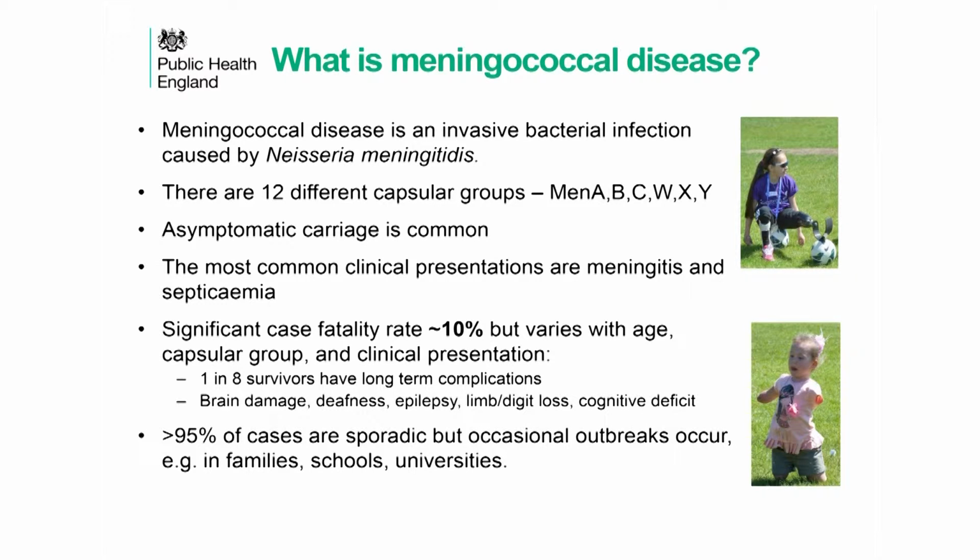There are also long-term complications associated. Around 1 in 8 survivors experience long-term complications. These are things like brain damage, deafness, epilepsy, of course limb and digit loss in association with septicemia. And more than 95% of our cases tend to be sporadic, but it is also associated with some outbreaks in families or schools or universities or military institutions.